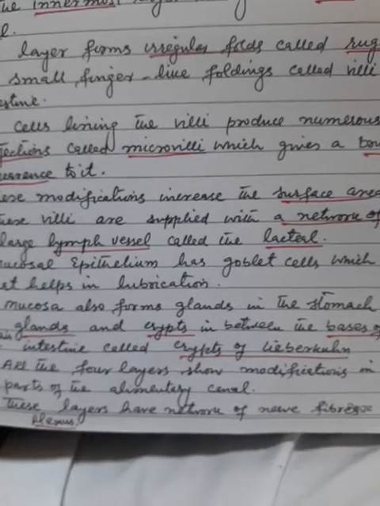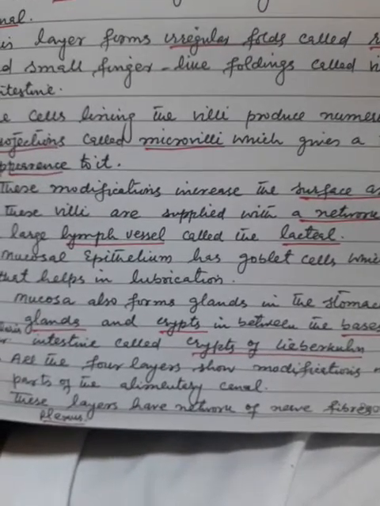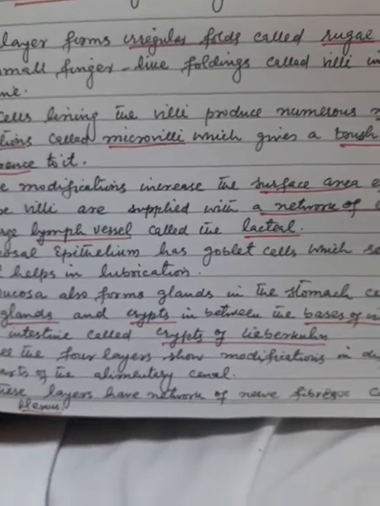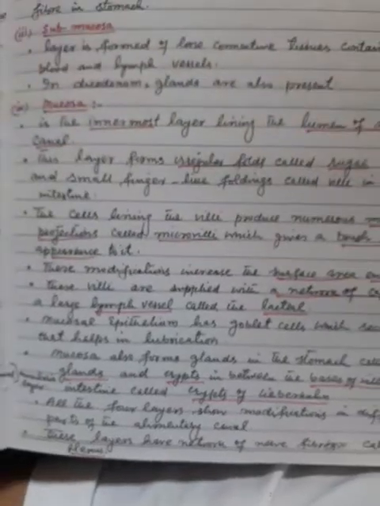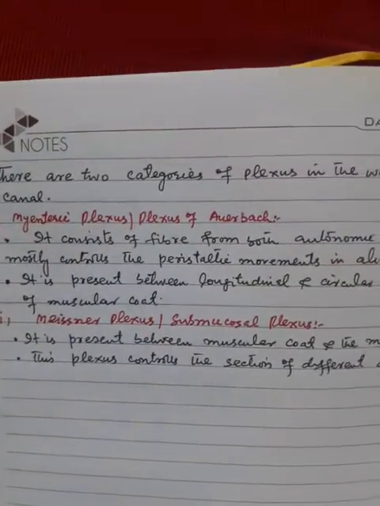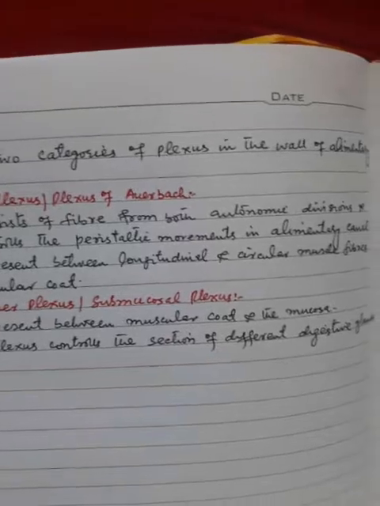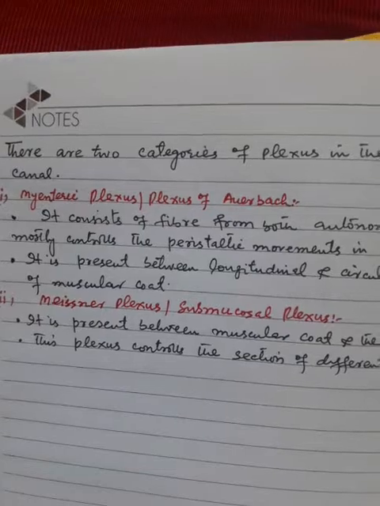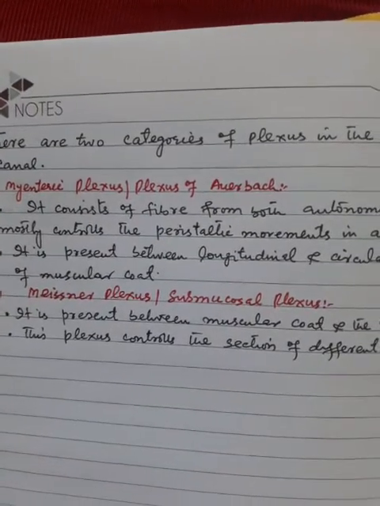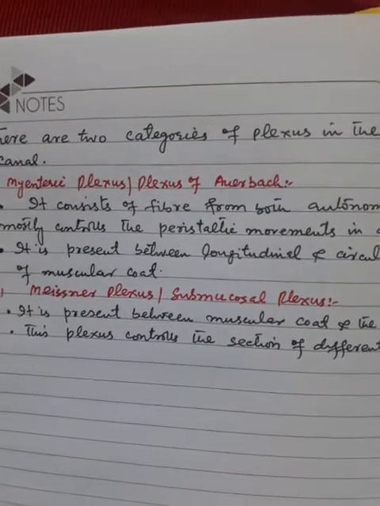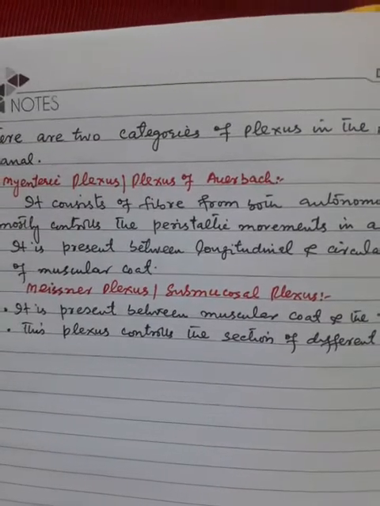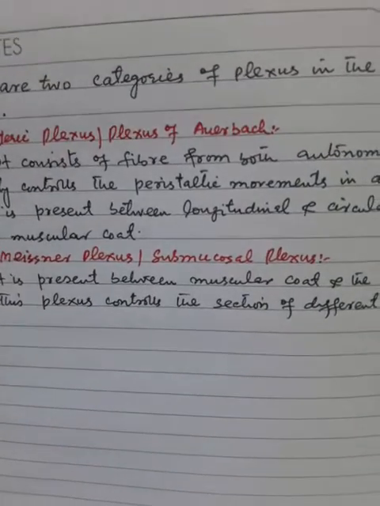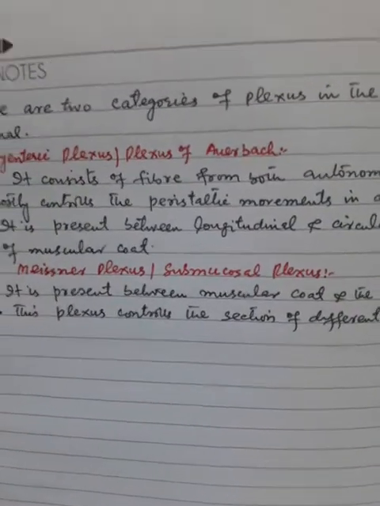These layers have network of nerve fibers called plexus. There are two categories of plexus in the wall of alimentary canal. Number one is myenteric plexus, also called plexus of Auerbach. Number two is Meissner plexus or submucosal plexus.